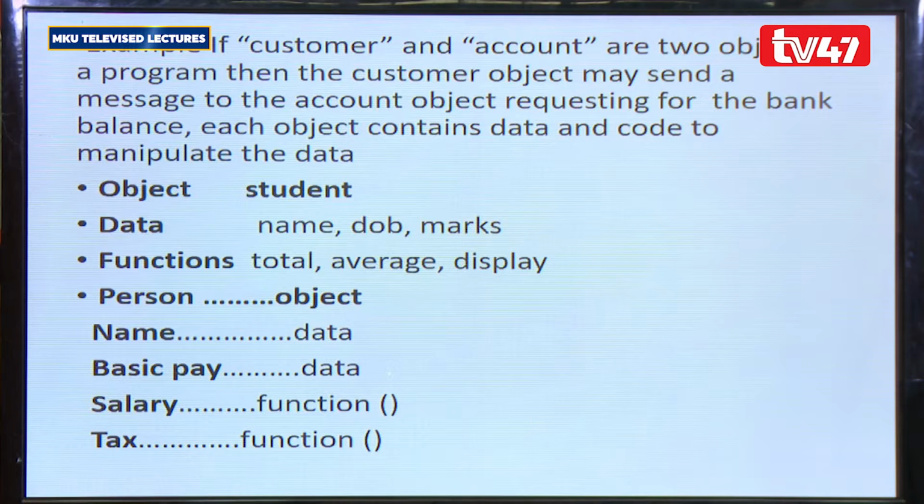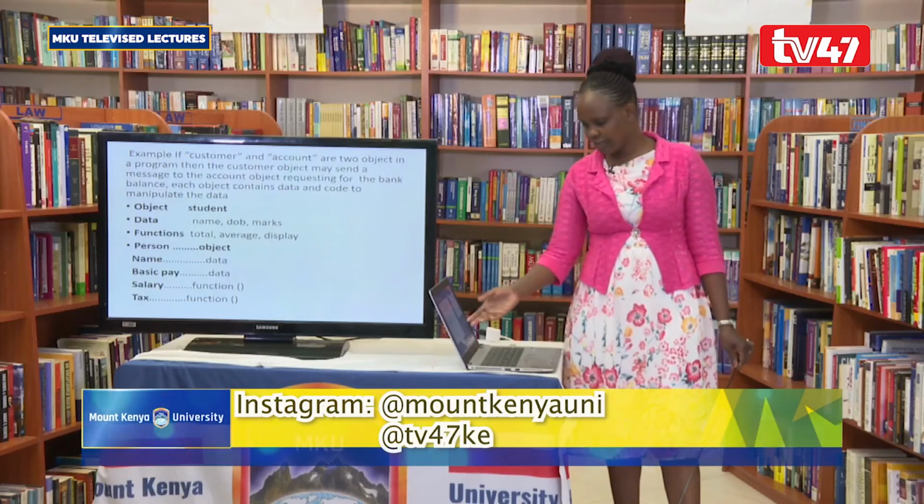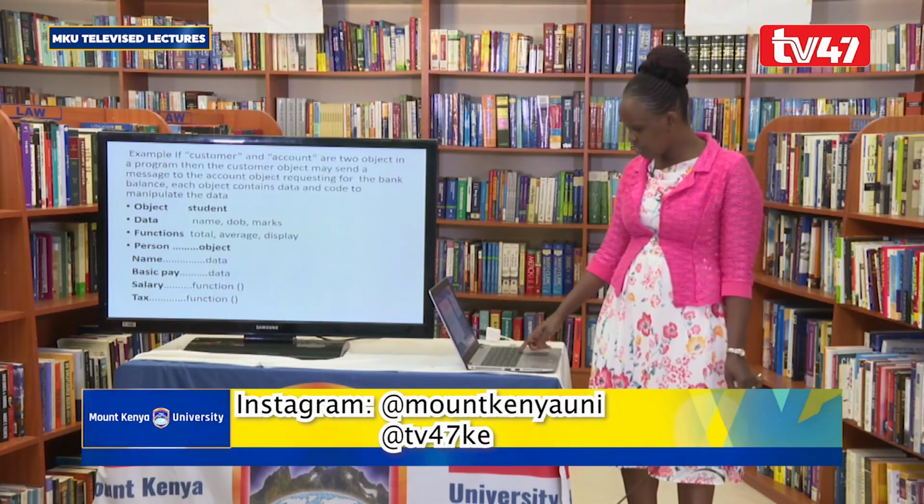We can also have other examples of objects here. We can have an object like student, where the data could be the name, the date of birth, and the marks, and the functions could be to compute the total, the average, and the like. We can also have another object, person. You can have the name as data, and the basic pay as data. And we can compute salary as a function, and also tax as a function. These are examples of objects.